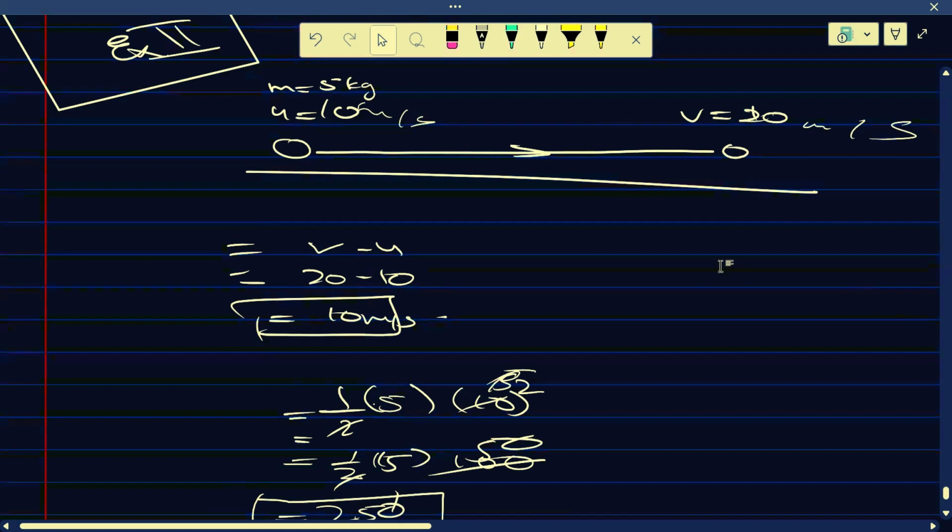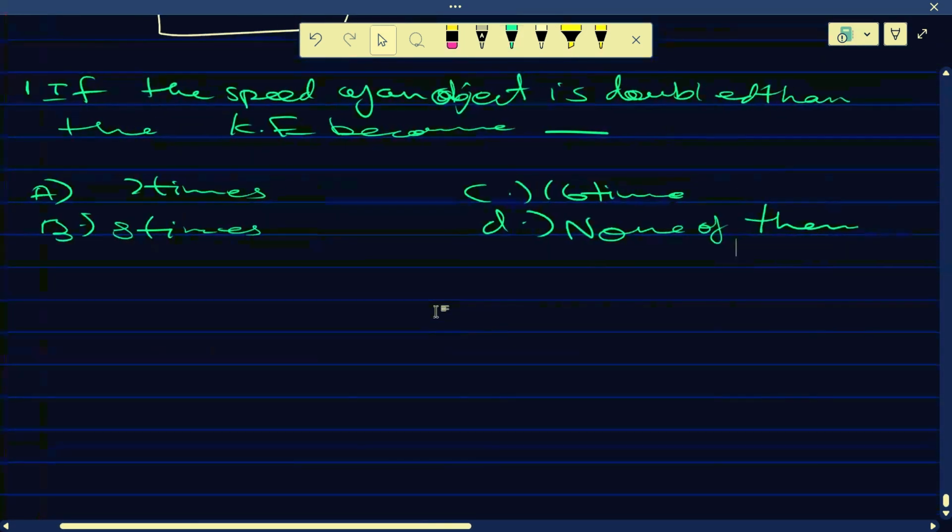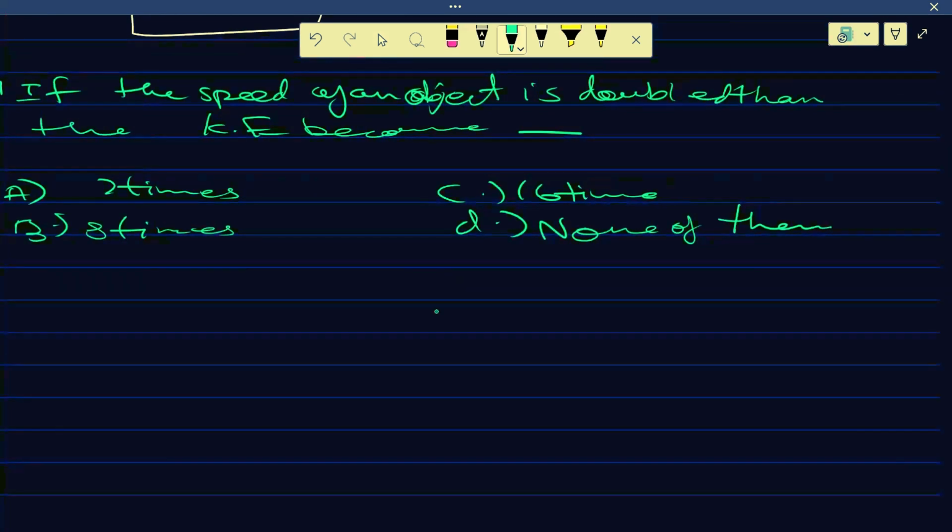So basically, the answer to this is none of them, because if the speed of an object is doubled, then the KE will become four times. Okay, it will become four times. That's why there's no four times. So hence, the answer is D.